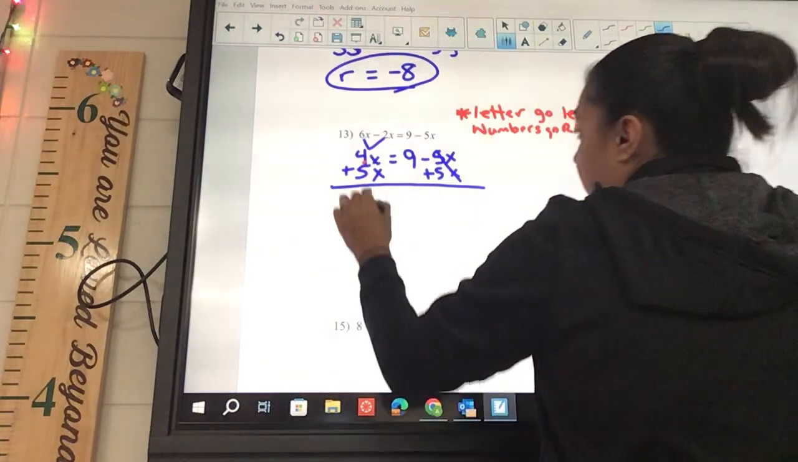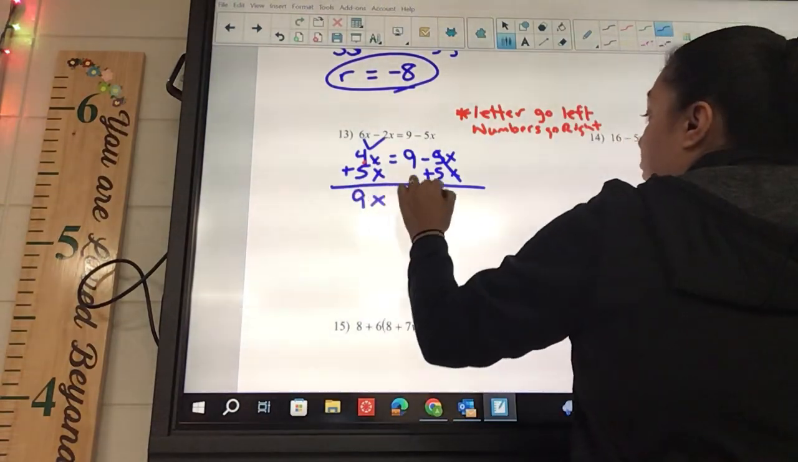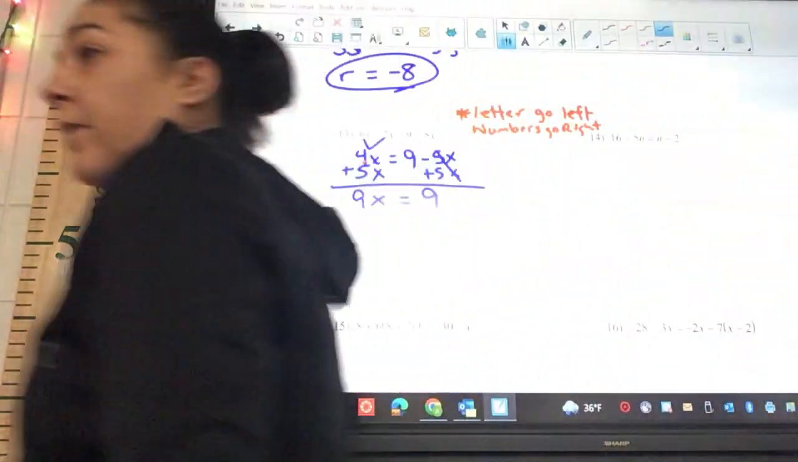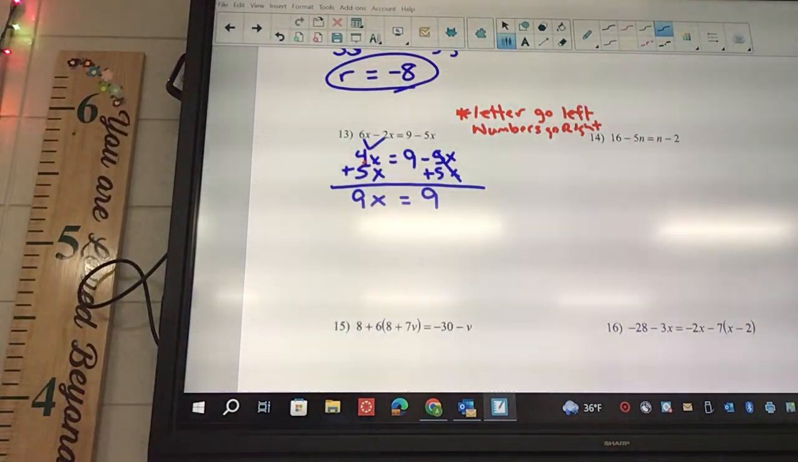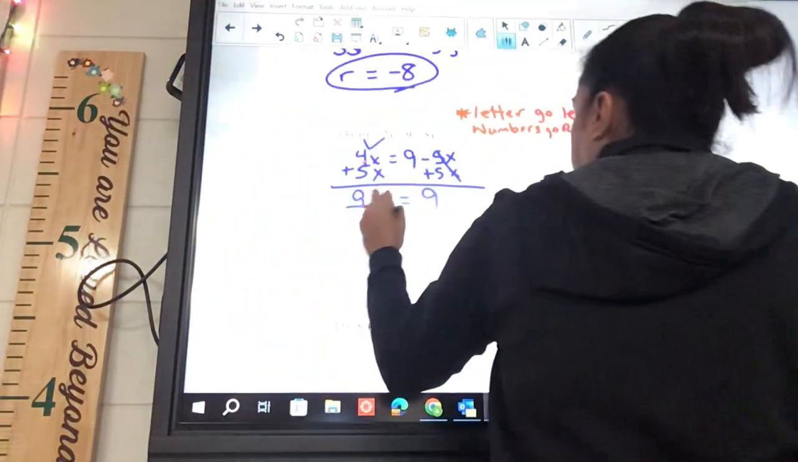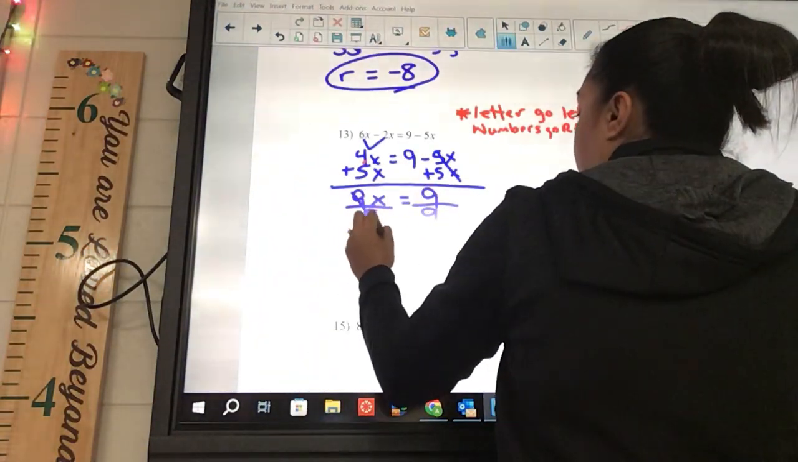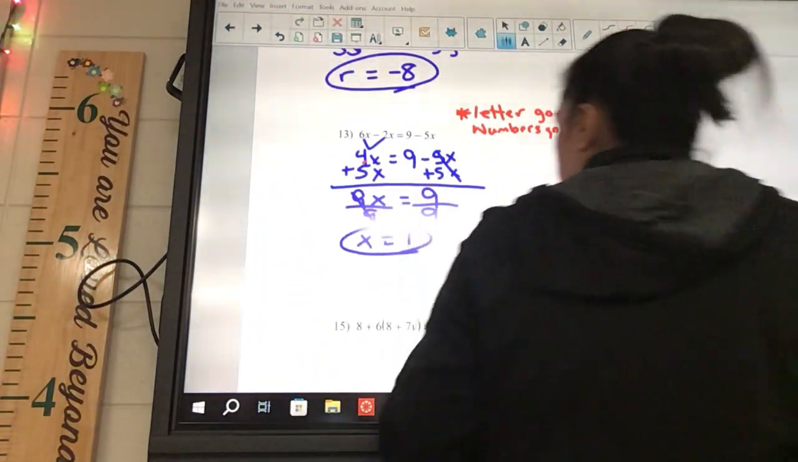Okay, so 4 plus 5 is gonna give me 9x equals 9. Okay, and then what needs done? Divide by 9. So it's gonna give me a 1.